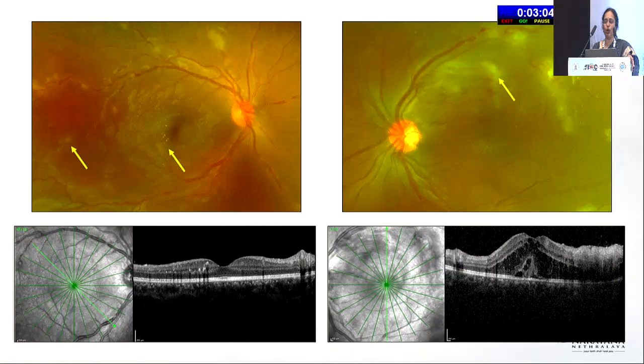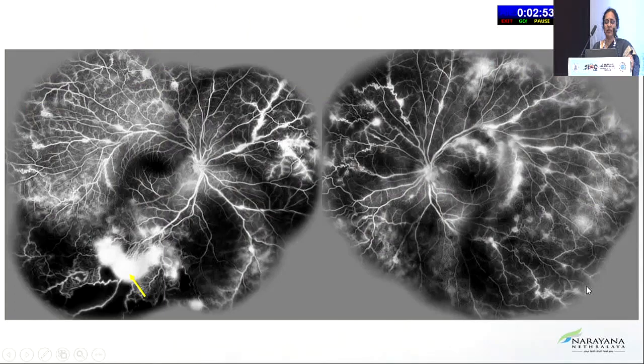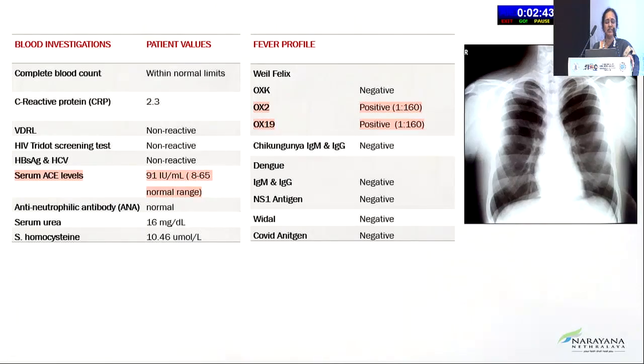On close follow-up, in addition to the vasculitis, you can also see focal areas of retinitis in the left eye. OCT shows hyperreflectivity with after-shadowing. This is an FFA picture showing the disc leak, staining and leakage from the vessels, and neovascularization with capillary non-perfusion areas. On investigation, this child was found to have increased serum ACE level suggestive of sarcoidosis.